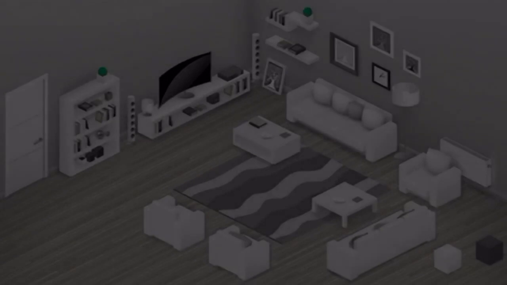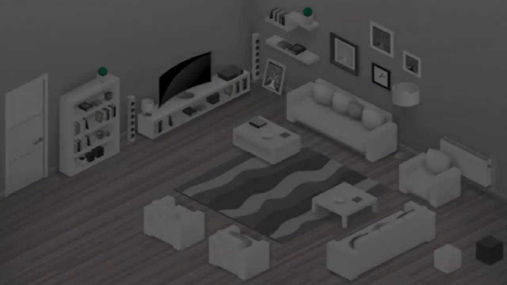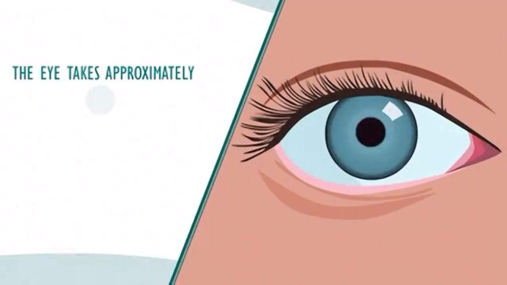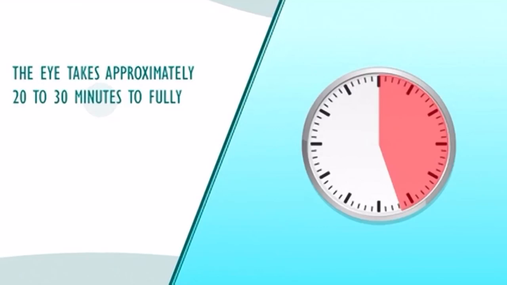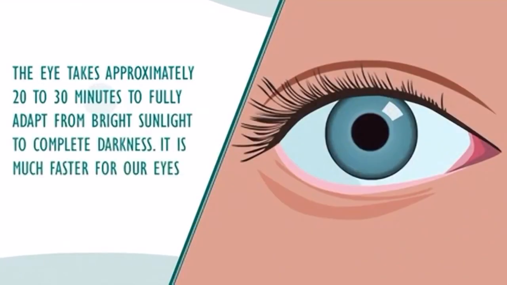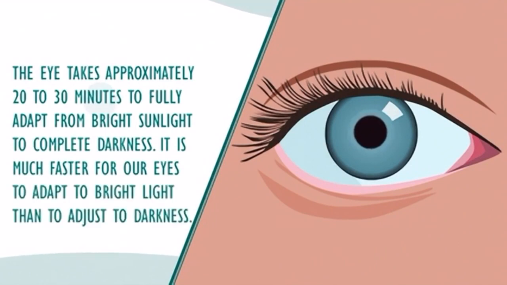For example, when we enter a very dimly lit room, soon after being out on a bright sunny day, we're hardly able to see our surroundings at first. But as time goes by, we gradually become able to see the things in the room. The eye takes approximately 20 to 30 minutes to fully adapt from bright sunlight to complete darkness. It is much faster for our eyes to adapt to bright light than to adjust to darkness.